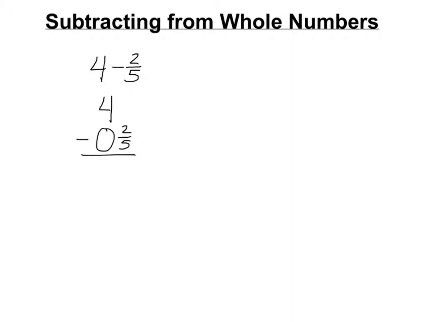Now when we subtract, we always start with the little stuff first. So we have nothing minus 2/5. Well, that's a problem. We can't do that. So what we're going to need to do is borrow. So I'm going to borrow from the 4, and the 4 becomes a 3. So I have taken off 1. So we need to consider 1 is worth how much?